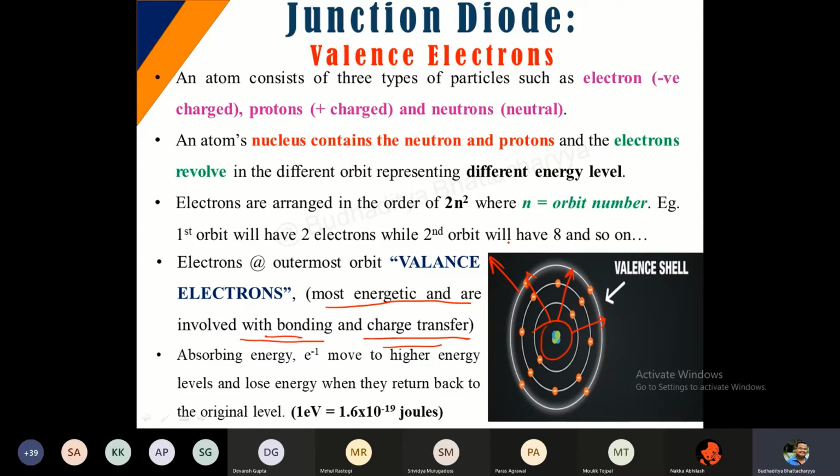And if it reaches the conduction band, there is always a possibility that it will start to conduct electricity. So that is basically the role of the valence electron and the different bands associated with it. We'll come to the bands later, but you can see the last line: absorbing energy, electrons move to higher energy levels and lose energy when they return to the original level. This is given by 1 eV. We call it the electron volt.